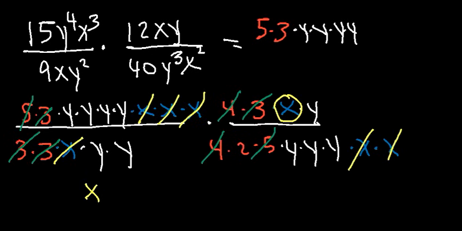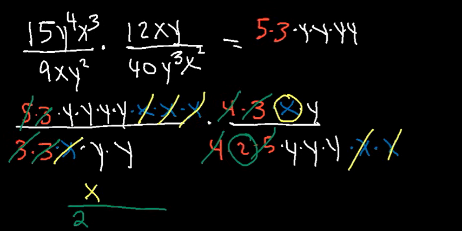So as you can see, we didn't really need to multiply 15 by 12 and 9 by 40 and get these large numbers and then simplify. This is much easier. We can do this without a calculator. However, the 2 is on the bottom, so I've got to put it in the denominator.